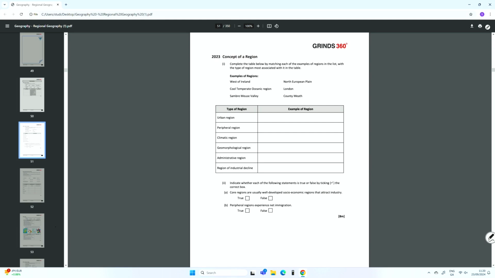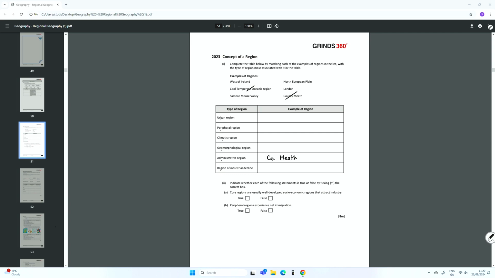So again, I usually say to people, start with what you're very confident with. We have urban region, we have peripheral region, climatic region, geomorphological, administrative, and region of industrial decline. So I'm going to start at the bottom of my list with County Meath, because anytime I see the word county, I'm thinking to myself, it's administrative. So one done.